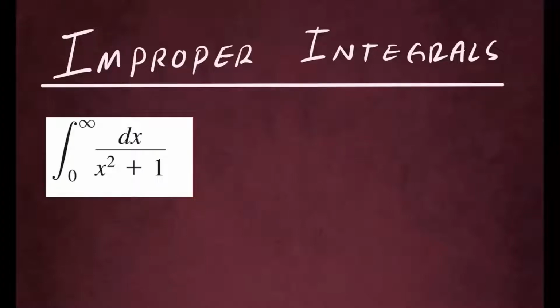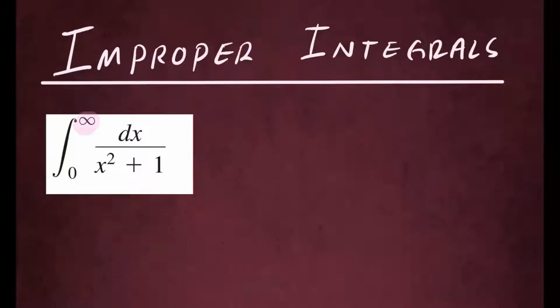Welcome everyone. In this video, we're going to talk about improper integrals. So improper integrals are when you have infinity as your limit of integration, either the limit of integration on top or on the bottom. As you can see here in this example, we have infinity right here. So this is an improper integral.